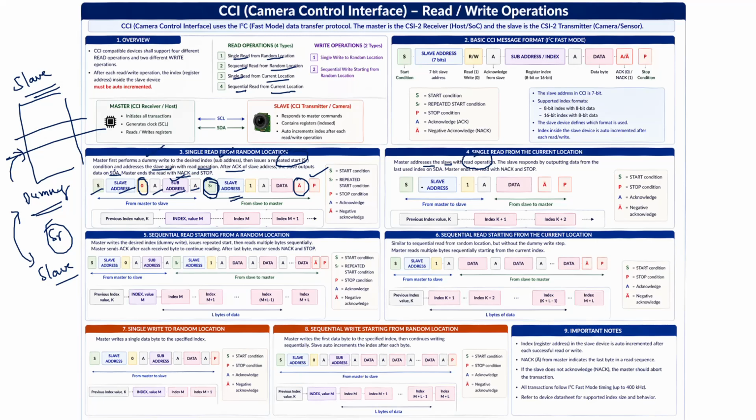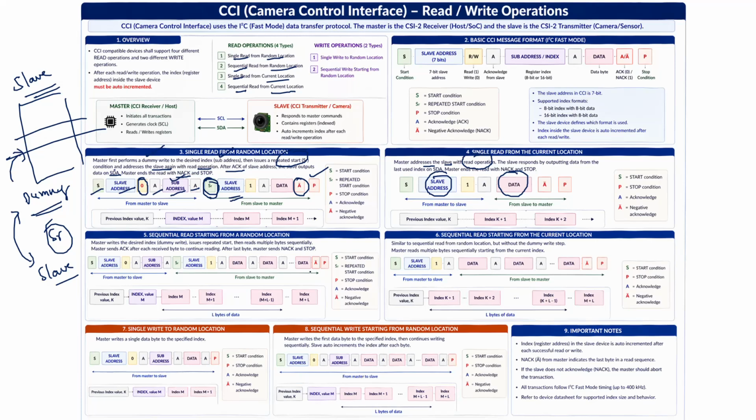That means the master is giving the address location. Based on that address location, the slave will be responding. Then the slave will be giving the data. So the read operation is normally done that way. If you are going for a random location, that is the problem: which location do I need to get the data from?